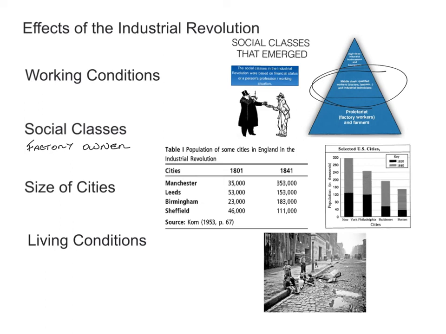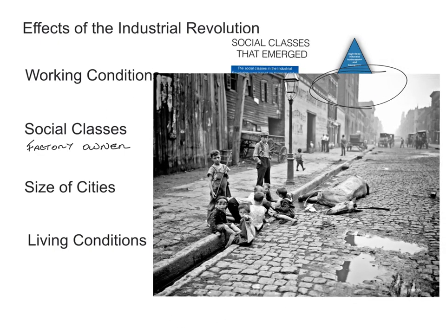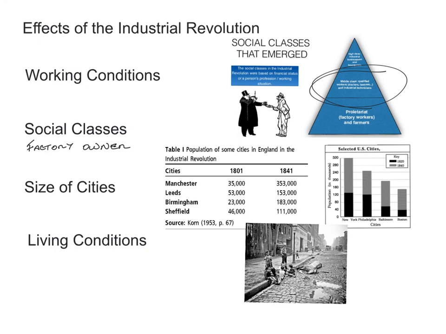Another effect of the Industrial Revolution was the size of cities. So you can see here in the chart, the city of Manchester increased by 300,000 people. The city of Leeds increased by 100,000 people. So you see massive growth of cities, and when you have massive growth of cities in that short amount of time, you have really bad conditions. Disease was rampant; it would spread everywhere. There was filth in the streets, really bad living conditions. But this would eventually lead to improved housing, improved sanitation, improved diets.